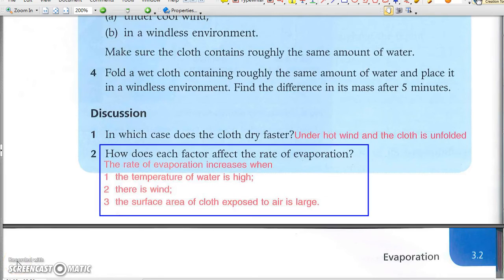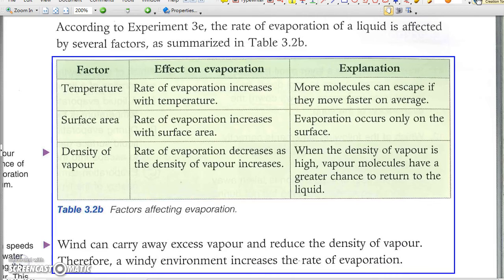Obviously, evaporation takes place faster in a windy environment, and so produces a greater cooling effect. By the way, don't forget to use cool wind in the experiment. Other than temperature and wind condition, we also know that evaporation is faster if the surface area increases. Students in the basketball court often sweep out the puddles to improve their evaporation. Table 3.2b summarizes the factors affecting evaporation, which includes temperature, surface area, and density of vapor.